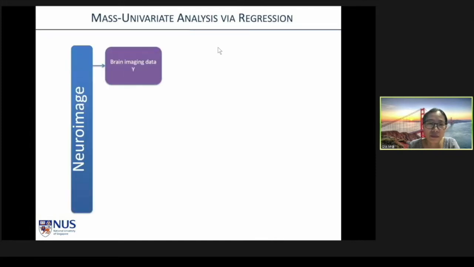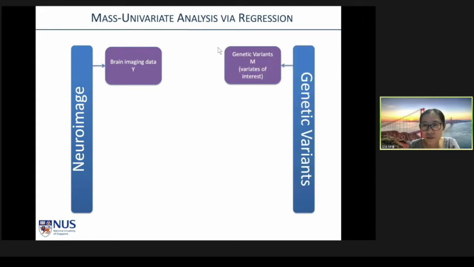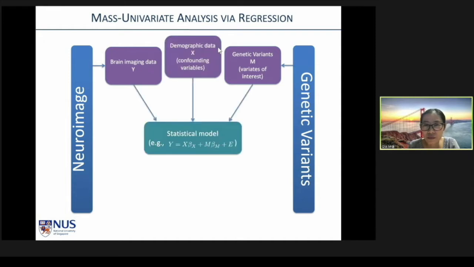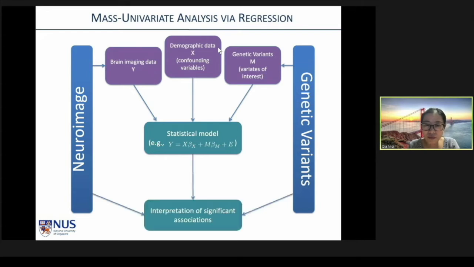In this regression, brain imaging data is considered as a dependent variable Y, and the genetic variant is considered as an independent variable M. And there is a set of demographic data, such as gender, age, and education, and these variables are considered as confounding variables. The regression model will be able to model the link between the brain imaging measure Y and the genetic variable M. And this analysis has to be repeated for every pair of brain and genetic measures.